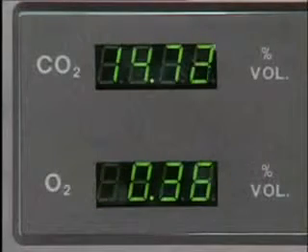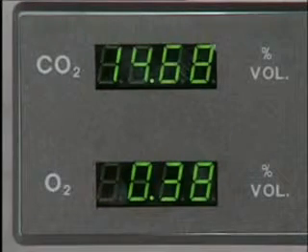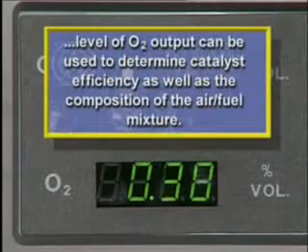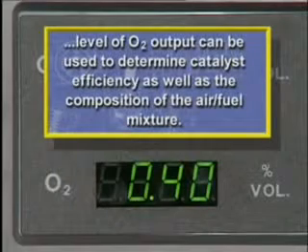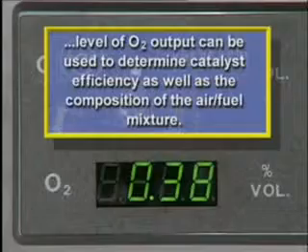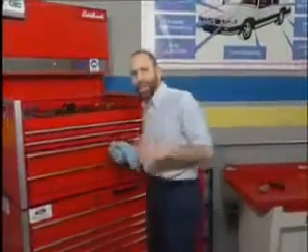Oxygen, which is also measured in percentage, is another vital diagnostic gas. A vehicle's O2 output can be used to determine catalyst efficiency, as well as the composition of the air-fuel mixture. Here's a 50-cent word for you: stoichiometry. This is the branch of chemistry that deals with the relationships between compounds involved in a chemical reaction.